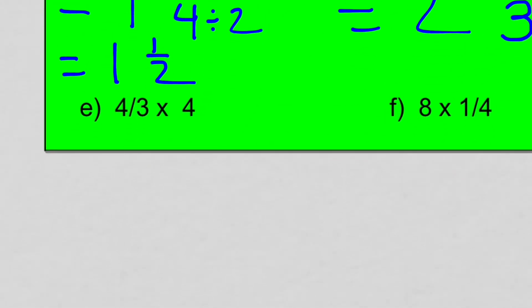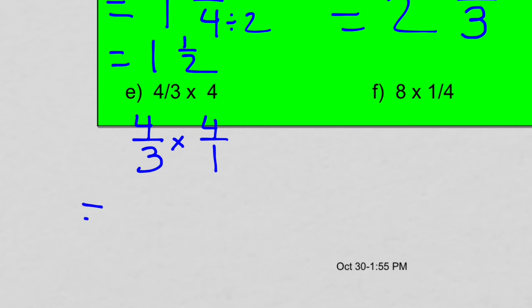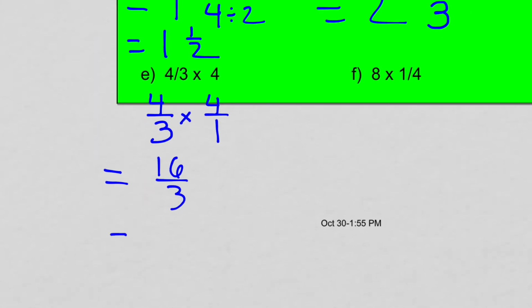And then 4 over 3 times 4. Think of it as 4 over 3 times 4 over 1. 4 times 4 is 16. 3 times 1 is 3. So that's 16 over 3. And 3 will divide into 16 5 times. Remainder 1 out of 3.